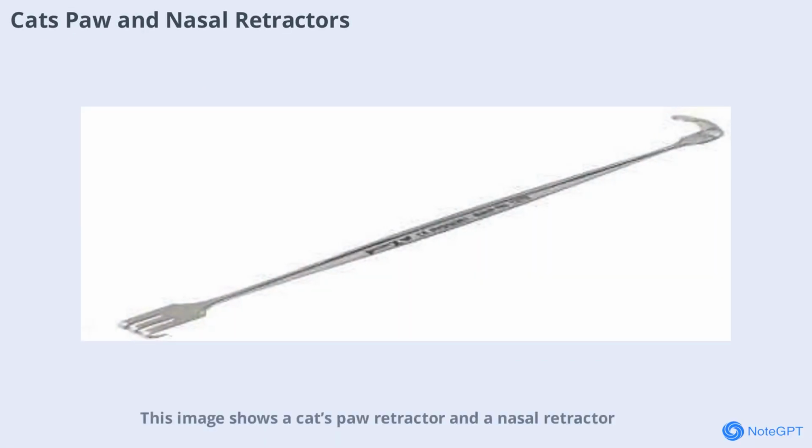This image shows a cat's paw retractor and a nasal retractor, both used in surgical procedures to hold tissues apart and provide better visibility. The cat's paw retractor has a distinctive claw-like end, while the nasal retractor is designed for use in nasal surgeries. Proper identification and use of these retractors are essential for successful surgical outcomes.